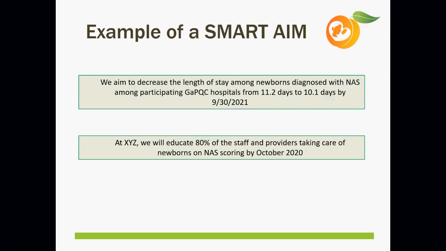We aim to decrease the length of stay among newborns diagnosed with NAS among participating GaPQC hospitals. So you're being specific. You're using something measurable, saying length of stay from 11.2 days to 10.1 days. And you're going in the direction of decreasing the length of stay. So you're making it smart, specific, measurable. It is achievable because you're saying, I'm going to decrease it by about 10%.